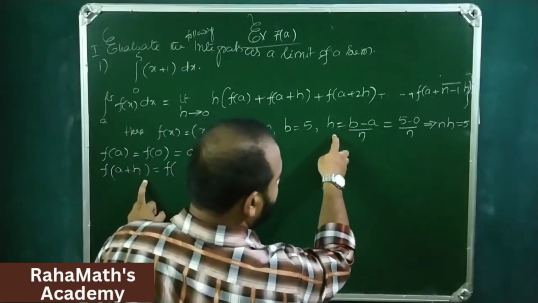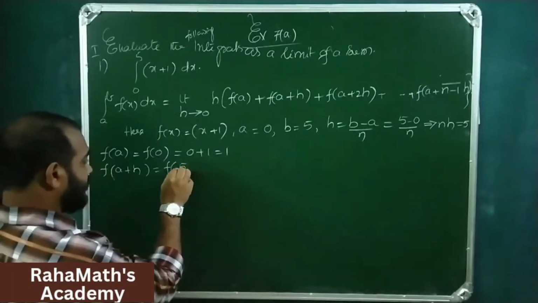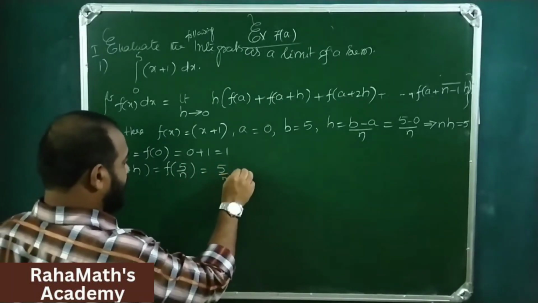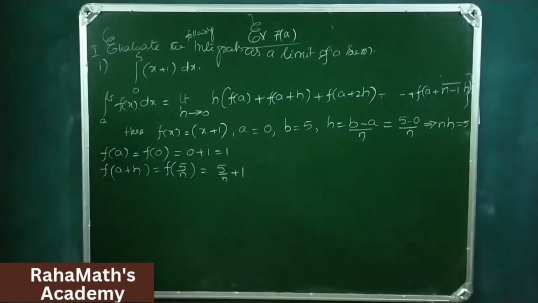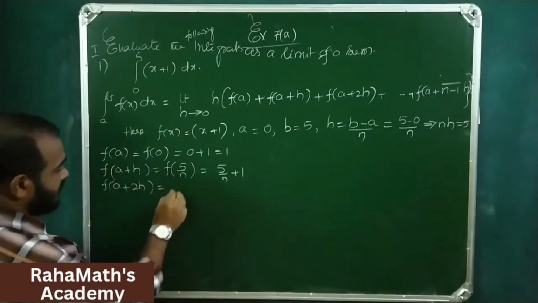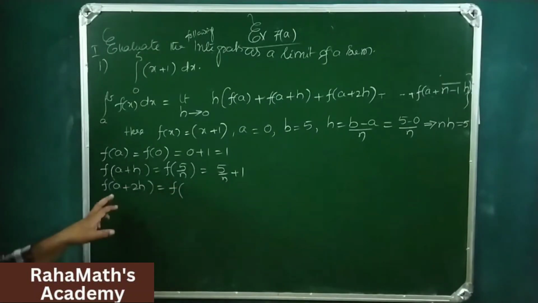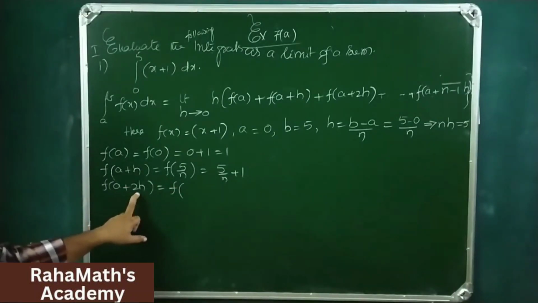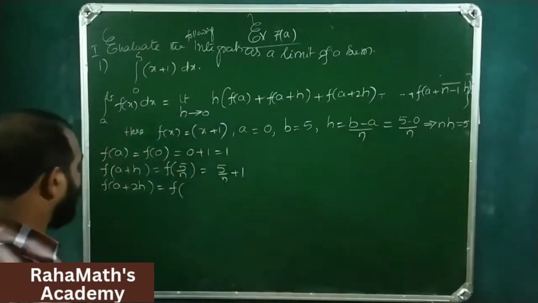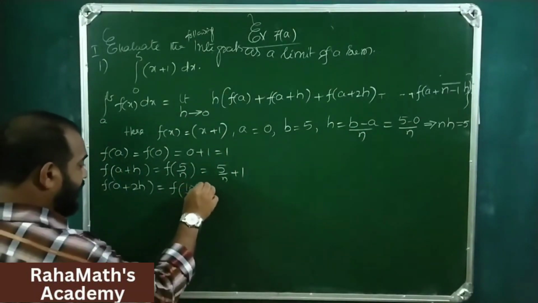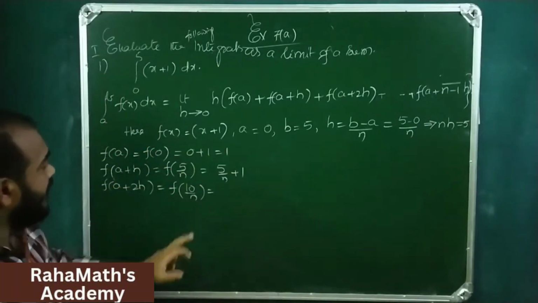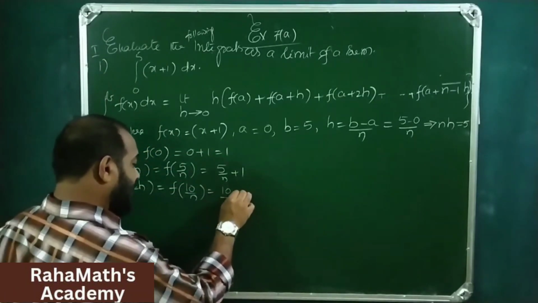h is equal to 5 by n. That is equal to 5 by n plus 1. f of a plus 2h is equal to f of 2h. So 2 into the h value, 5 by n, is 10 by n. If f of x is equal to x plus 1, f of 10 by n is 10 by n plus 1.